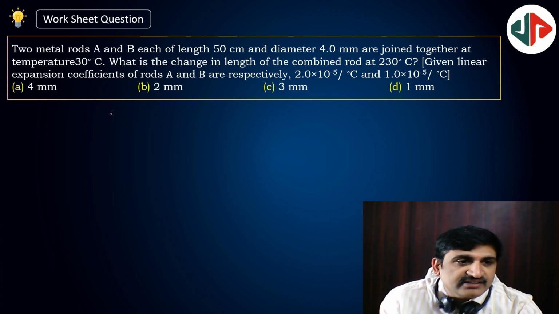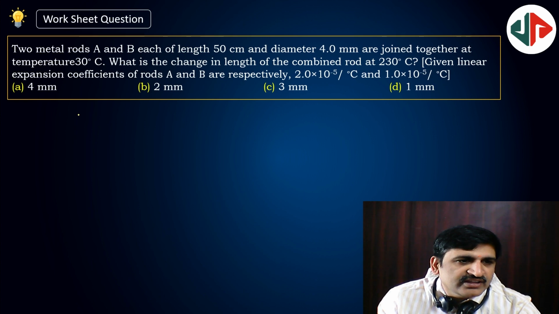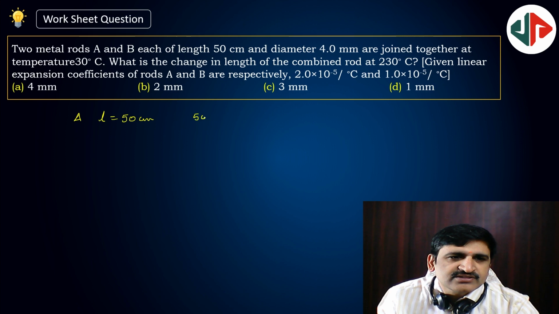See here, A is a rod. Let me change the color. A is a rod whose length is 50 centimeter. Two metal rods A and B, each of length 50 centimeters. This is also 50 centimeters. This is B rod. Diameter 4 mm. Both are having 4 mm diameter.